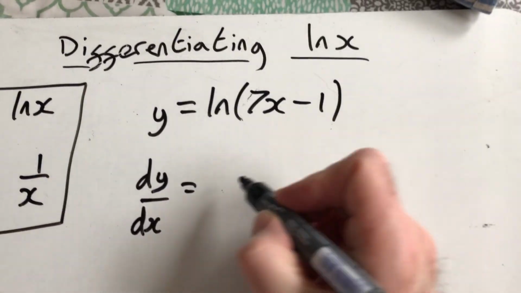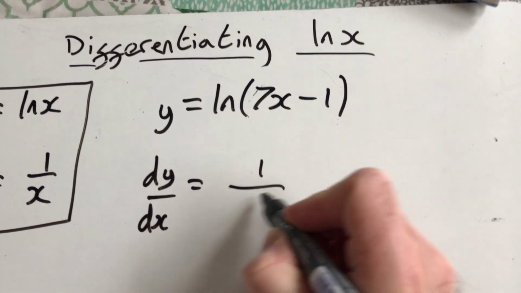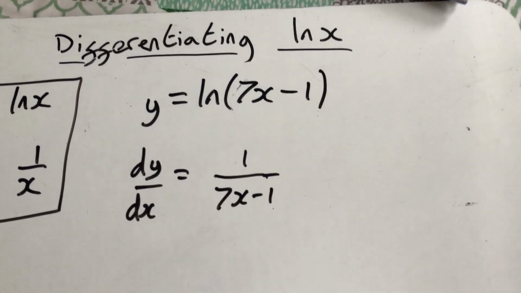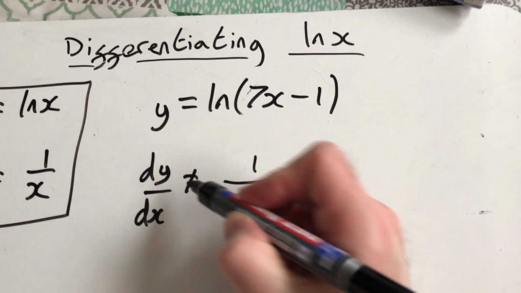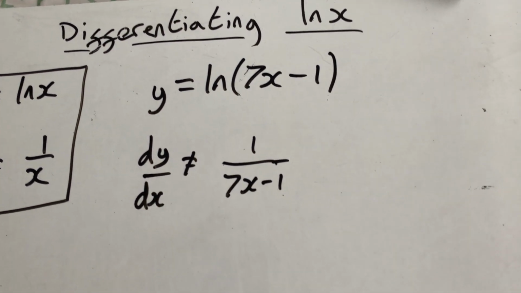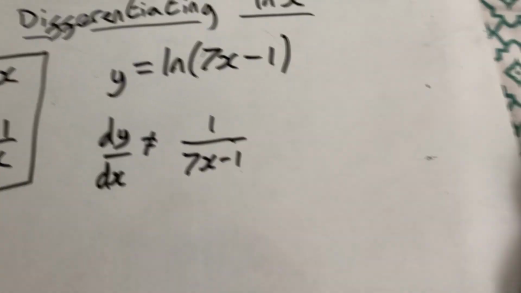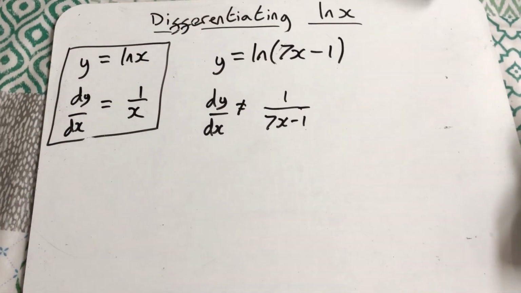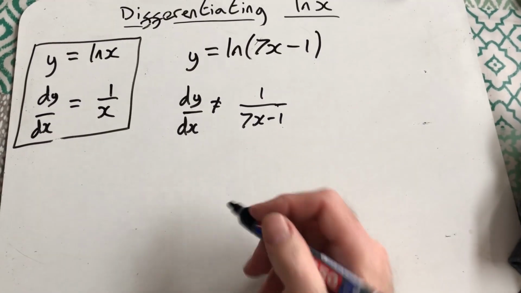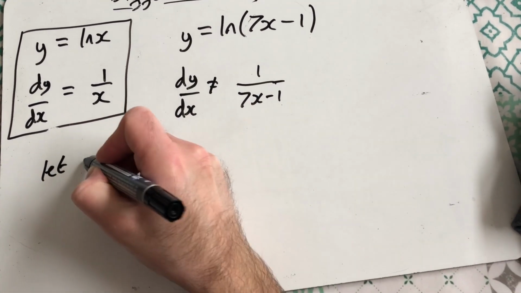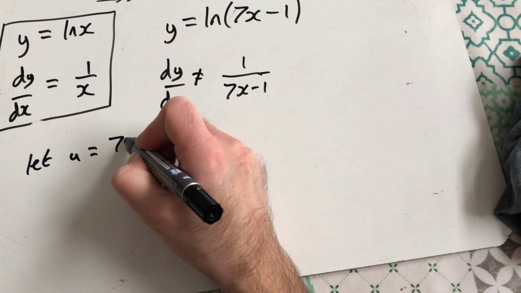Anyway, what I'm saying to you is the answer is not as simple as, well, let's just put in the 7x minus 1 on the bottom and then we're done. It's not. So I'm just going to put a not equal to for the moment. It's not the same. To understand why, you've got to use the chain rule that I just showed you. Now I'm just going to put my working down here. We're going to do the same sort of approach. Let u be the thing in brackets, 7x minus 1.